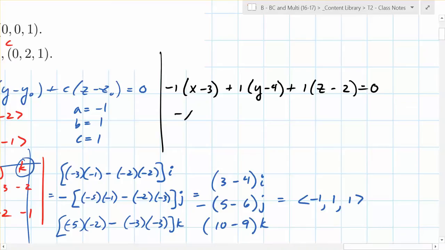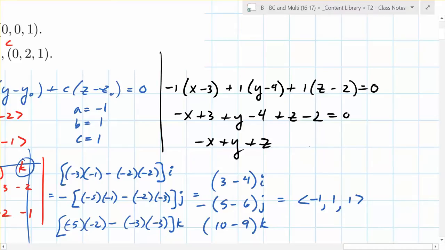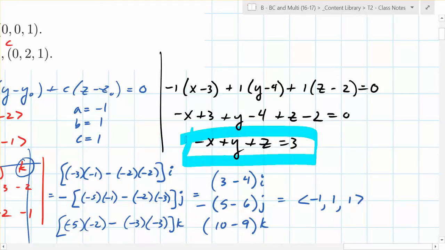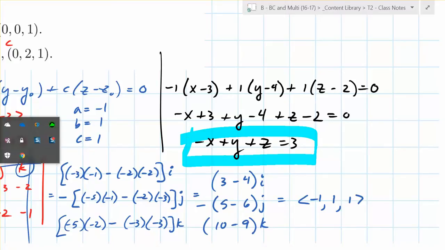Yeah, you multiply that out. Negative x plus 3 plus y minus 4 plus z minus 2 equals 0. So you have negative x plus y plus z equals negative 1 negative 3, equals 3. Is that correct? Yeah. Think so? Yeah. So that would be the same. No matter how you did it, you should end up with that same form right there. So you can use any of them.